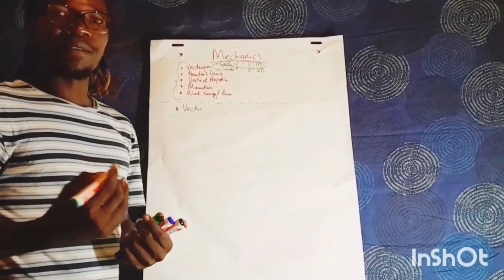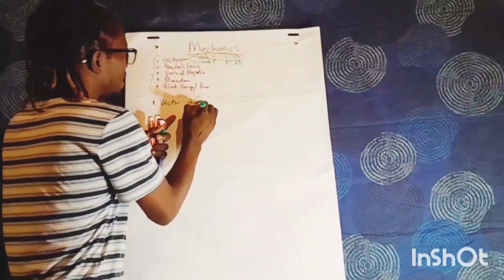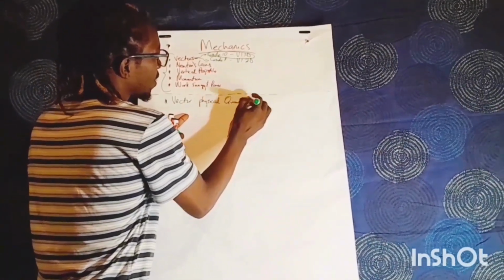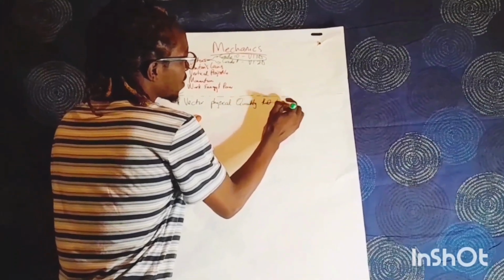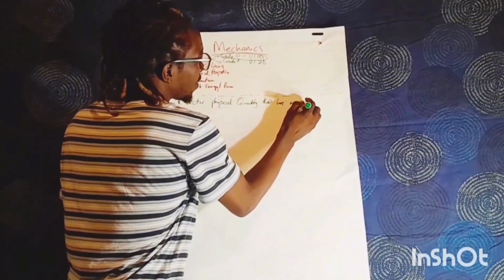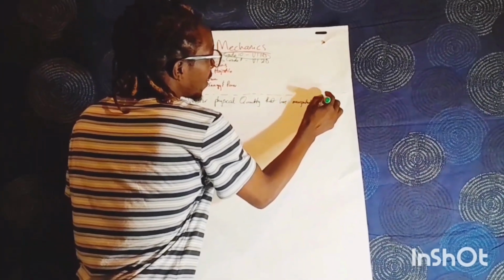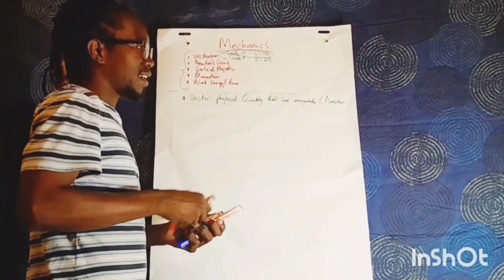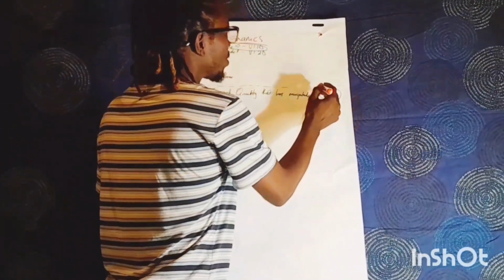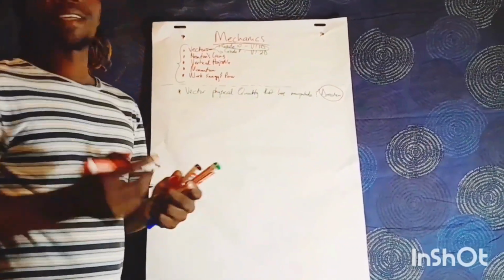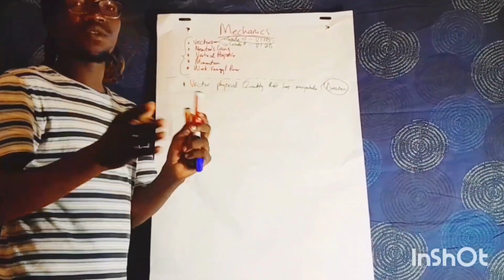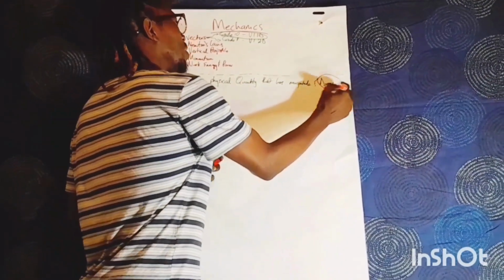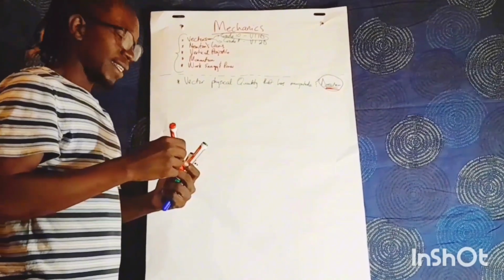What is a vector? A vector is a physical quantity that has magnitude and direction. So I'll come back to this direction, because we all know that in physics, mostly when we're dealing with mechanics, direction is the most important thing. Once you get your directions wrong, you get your answers wrong, right? So you have to focus more on direction, right?